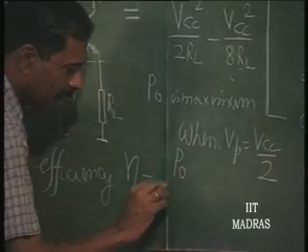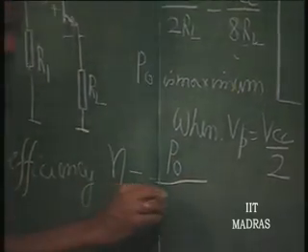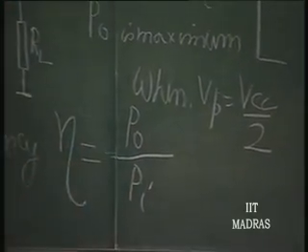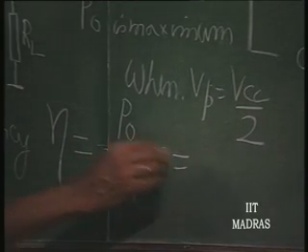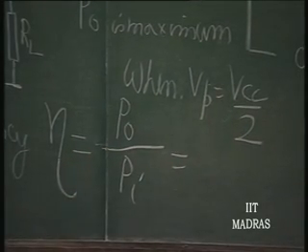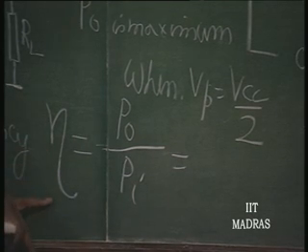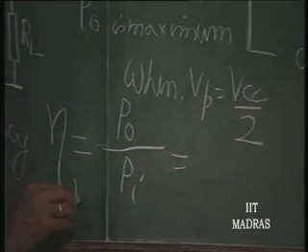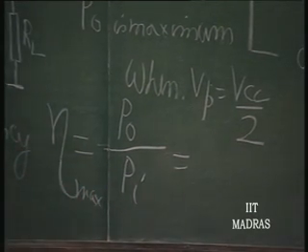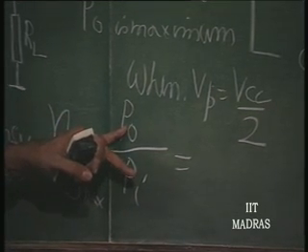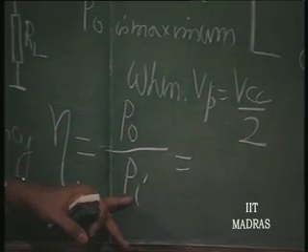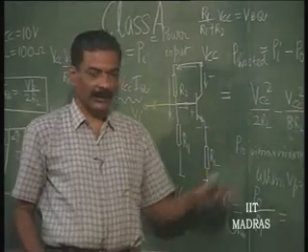Power output divided by power input. This is going to be the maximum efficiency, eta max. You have to consider the maximum output. Input is constant, V c c squared by 2 R L.